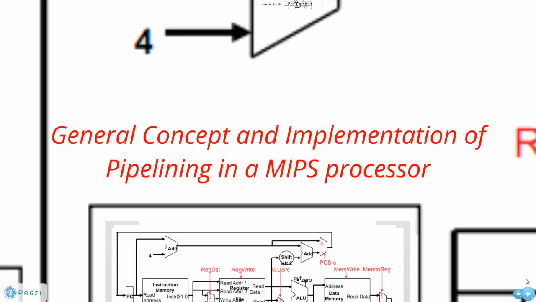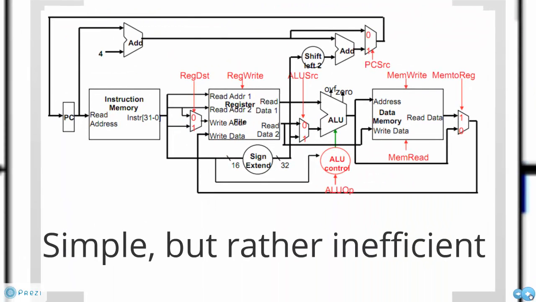Hello everybody. I'm going to be looking at the general concept and implementation of pipelining in a MIPS processor. We have previously learned about the architecture and uses of a single cycle and multi-cycle MIPS processor, but we kind of shortchange much of the hardware if we keep the process exactly as it currently is, because the processor doesn't actually use most of the hardware if we handle instructions one by one.